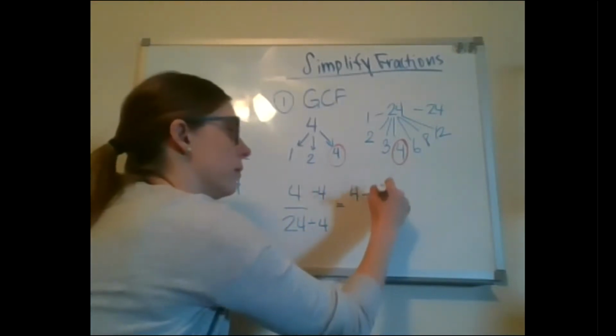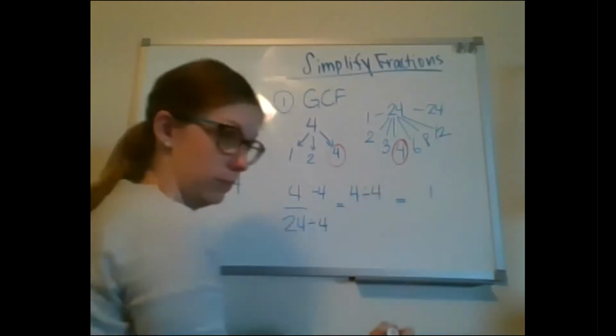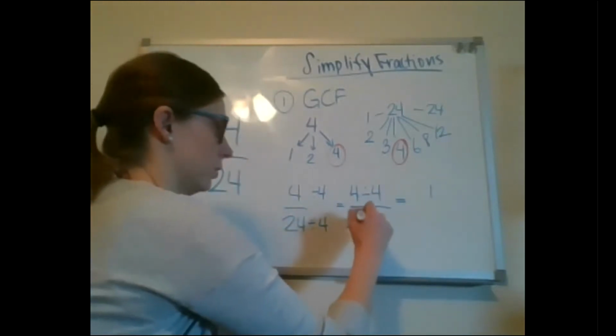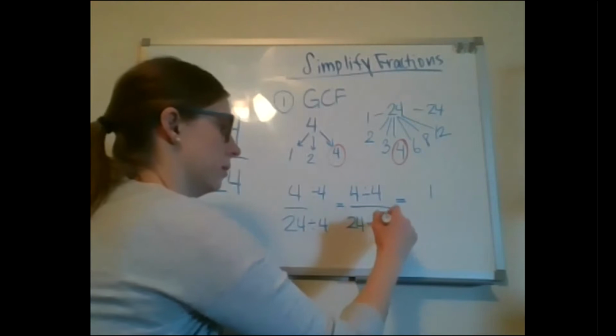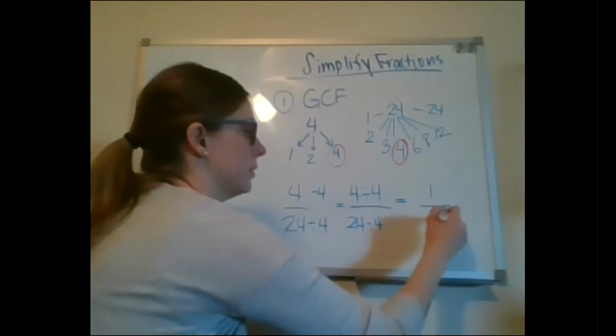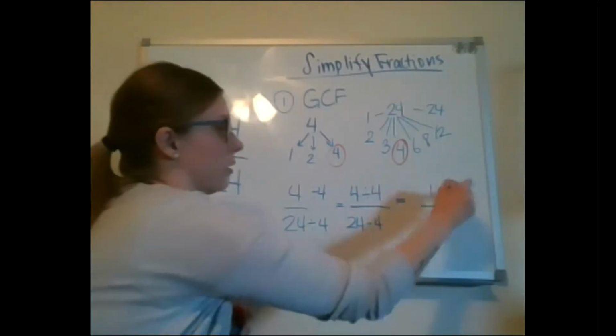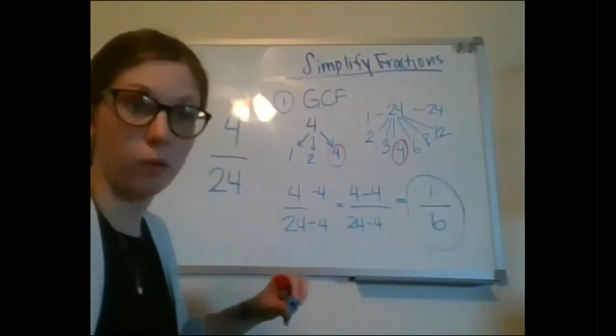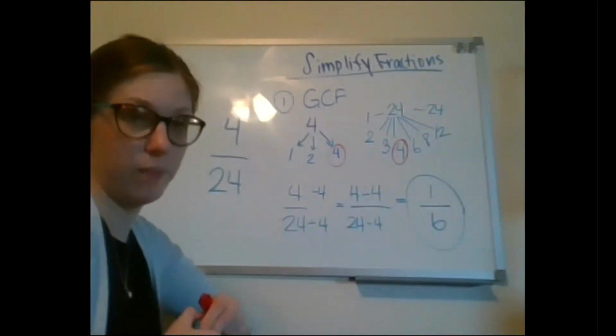4 divided by 4 is 1. 24 divided by 4 is 6. So our answer here is 1/6. Okay.